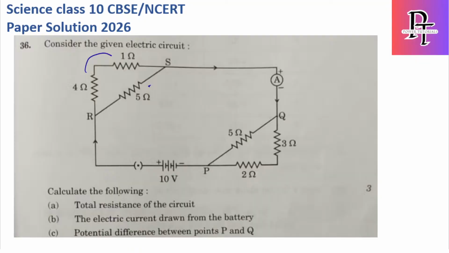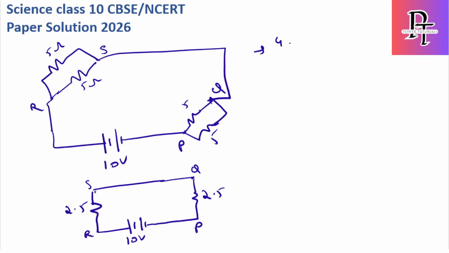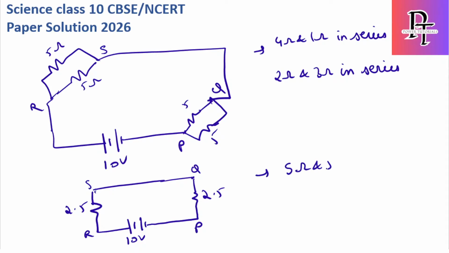Okay, here I'll write: 4 and 1 ohms in series. Same way, 2 ohms and 3 ohms in series. Okay, in this step what I have done, 5 ohms and 5 ohms in parallel.